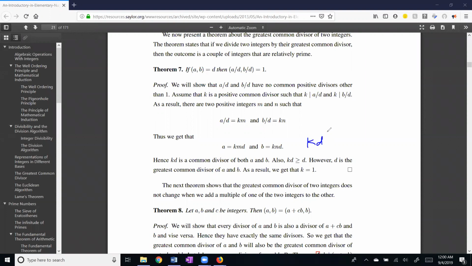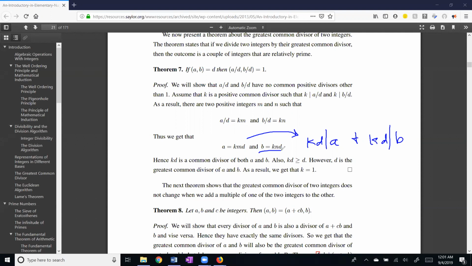KD divides A, that's from this statement, and KD also divides B, that's from this statement. KD is greater than or equal to D because it's a multiple of D. However, D is the greatest common divisor of A and B. Therefore, K must be 1.